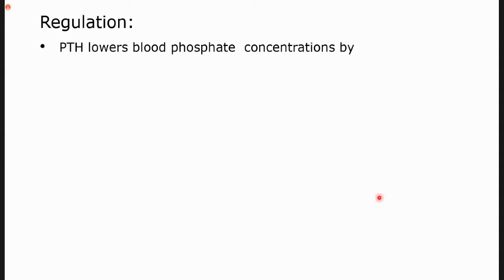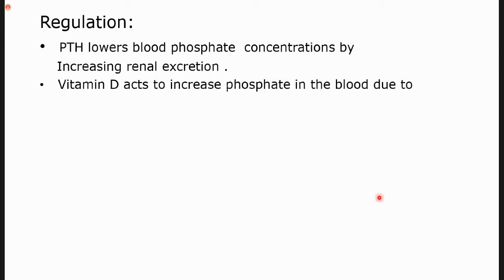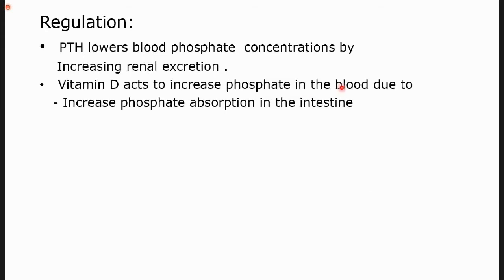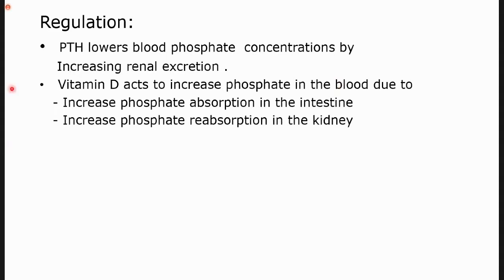The parathyroid hormone lowers blood phosphate concentrations by increasing the renal excretion. Vitamin D acts to increase phosphate in the blood due to increased phosphate absorption in the intestine and increased phosphate reabsorption in the kidneys. So the major regulation is done by the parathyroid hormone, which tries to lower the blood phosphate concentration by increasing the renal excretion. More and more phosphate comes out in the urine, whereas vitamin D acts to increase phosphate in the blood due to increased absorption in the intestine, as well as reabsorption in the kidneys.